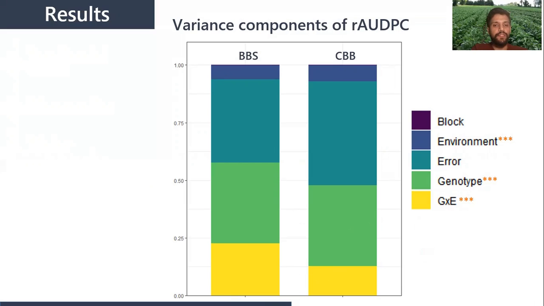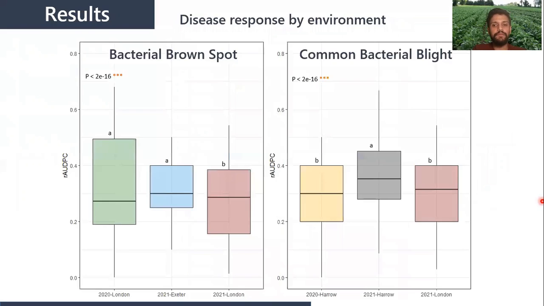But this might be due to the larger error portion, as shown here. And here we can see the actual distribution of disease response in these box plots, where the area under the curve values are shown in the y-axis throughout different year-site combinations in the x-axis. So the lower the AUDPC values, the more resistant the genotypes were.